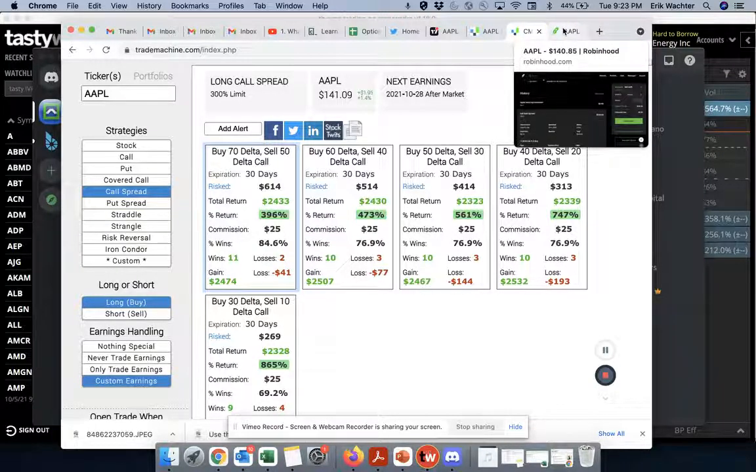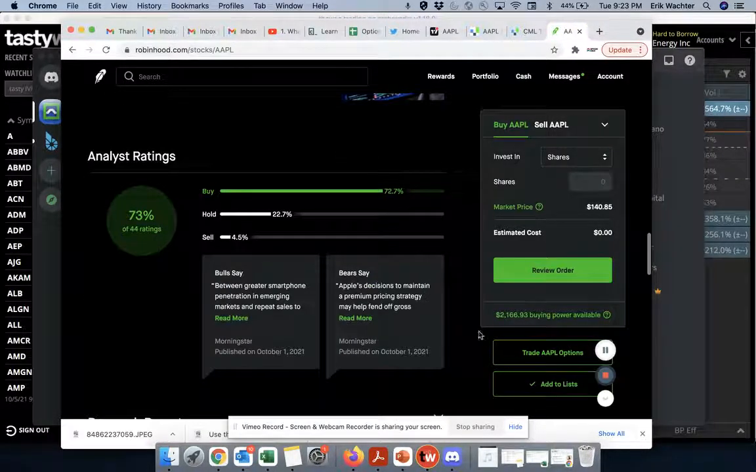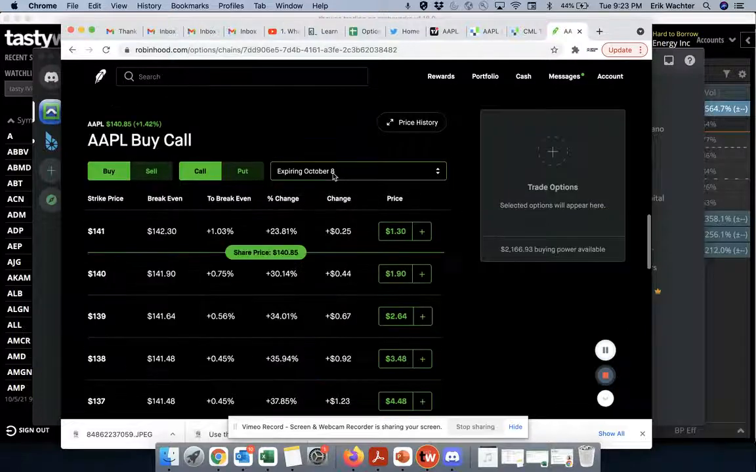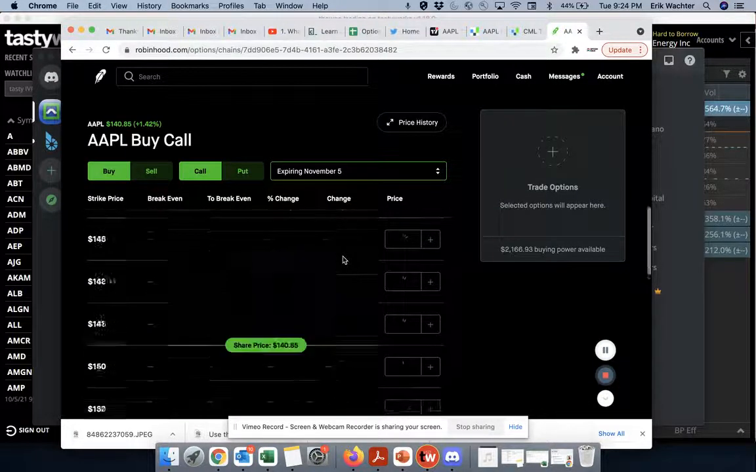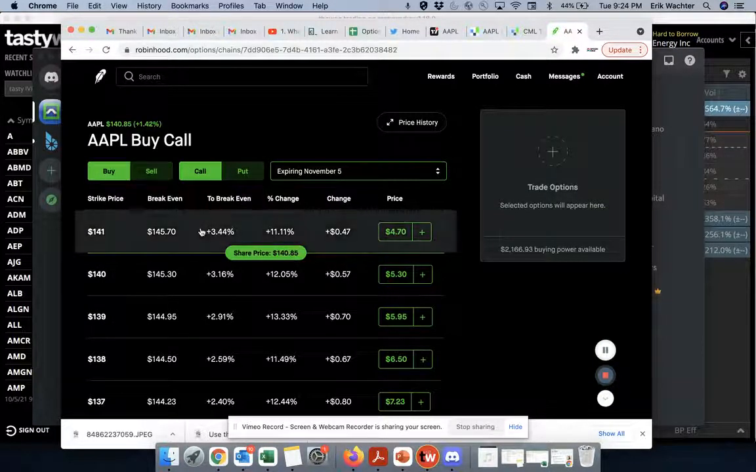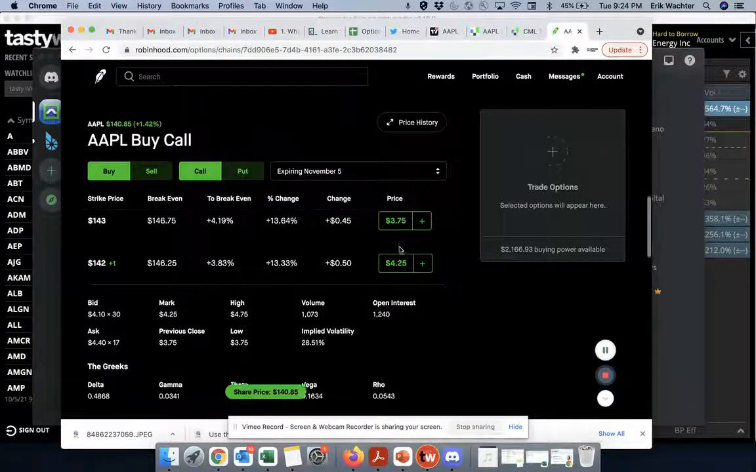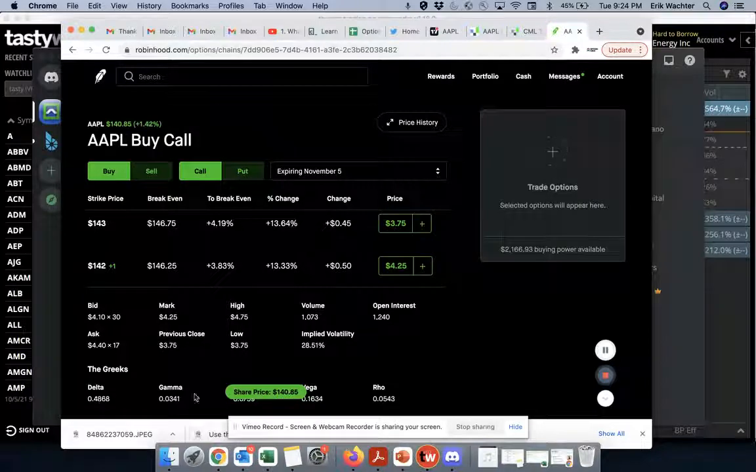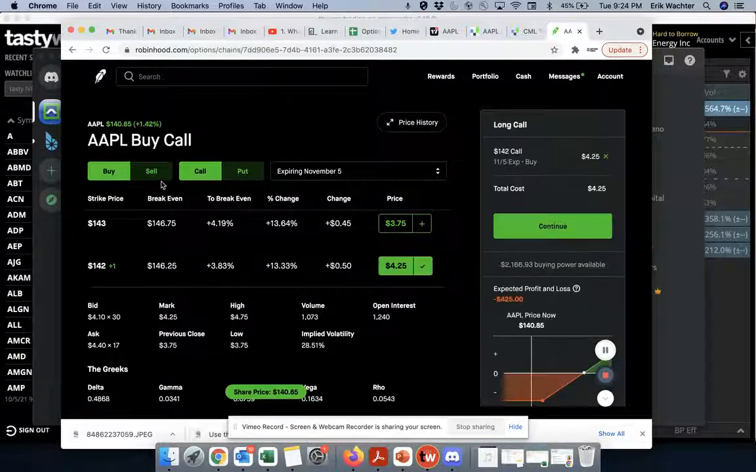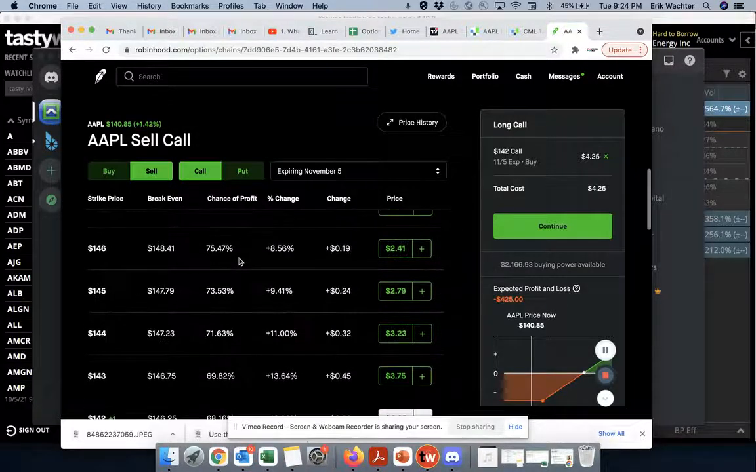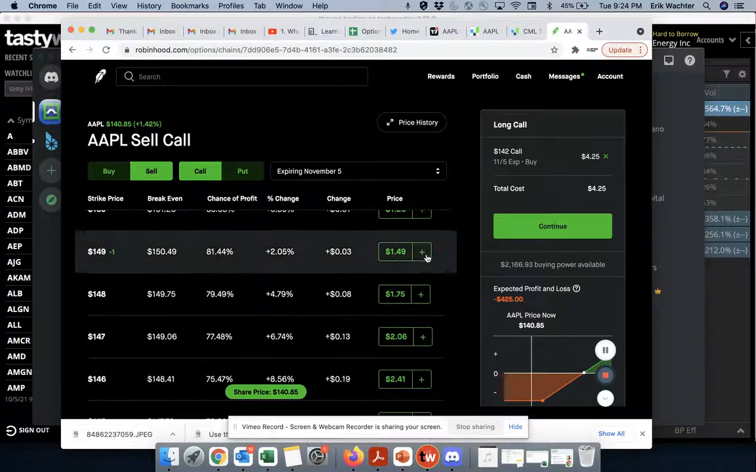So if we go into Apple, I will show you what those strikes were, and we'll look at the risk profile on that. So if we want to buy, this time it's a little bit higher than 40 delta because the trade moved in my favor. Okay, and then we're going to sell the 149 call.